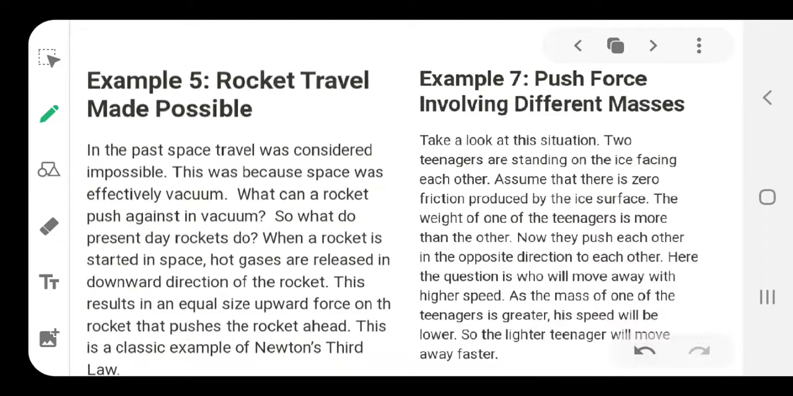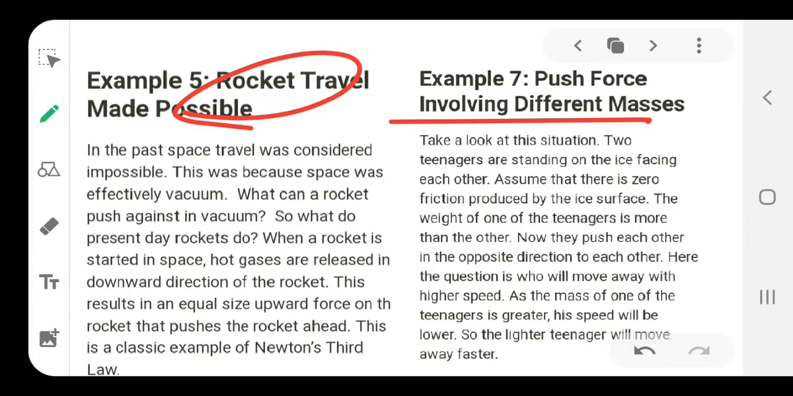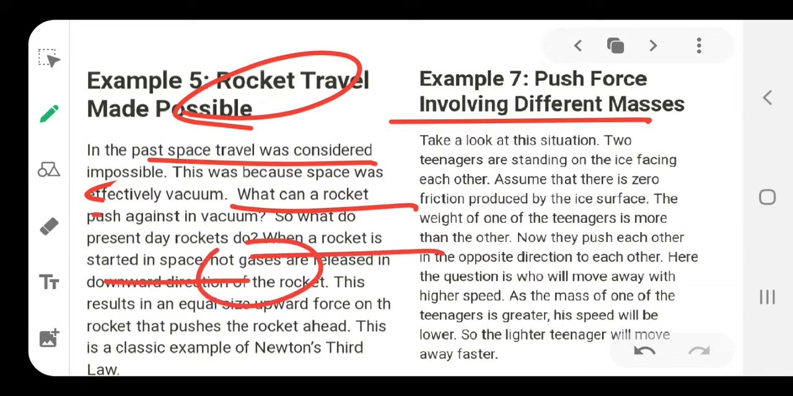So in all these cases that we have just read, how the rocket travels and how the pushes are obtained. Now this is a good question here. They say in space, we know that it is a vacuum. So somebody can ask, what can a rocket push against in a vacuum? So what happens? They say that when the rocket is started in space, hot gases are released in the downward direction of the rocket, okay.